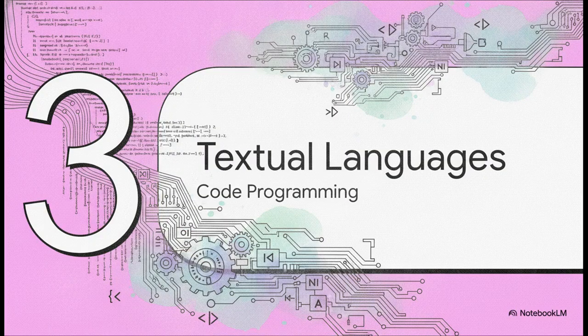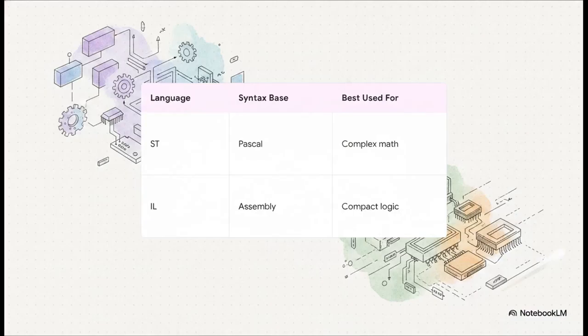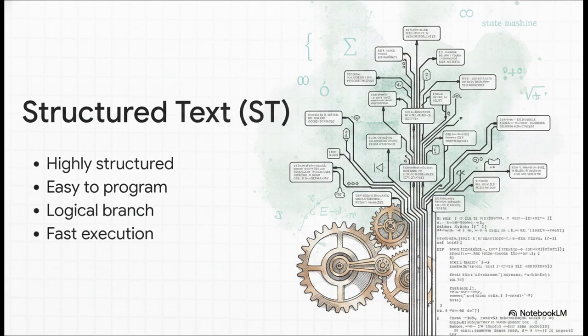All right, on to Section 3, Textual Languages, focusing on code programming. The standard gives us 2 distinct textual tools. First, structured text, or ST, which gives us a high-level Pascal-like syntax that's absolutely ideal for complex decision-making and data arrays. In contrast, we have instruction list, or IL. This offers a low-level assembly-like structure, which was historically favored because it has a tiny memory footprint and incredibly fast execution on early microprocessors.